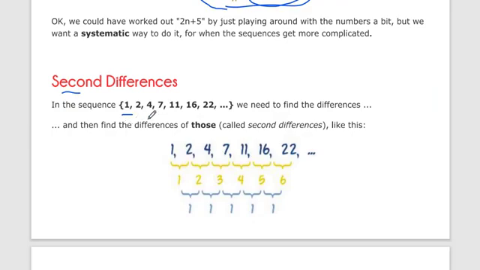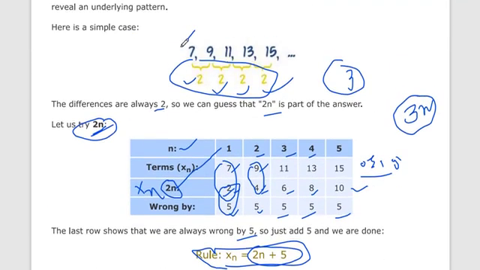Let's start with some basic method. First of all, we have to find the difference. Here you can see that 1 to 2, we get a difference of 1. Then 2, 3, 4. Here you can see that in the first example we got the same difference.